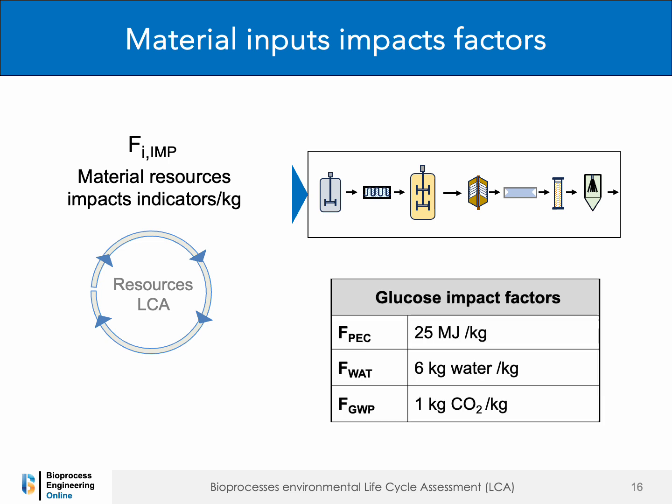For example, for the glucose sugar, the impact factors are as follows: 25 megajoules per kilogram for PEC, 6 kilograms water per kilogram for WAT, and 1 kilogram carbon dioxide per kilogram for GWP.